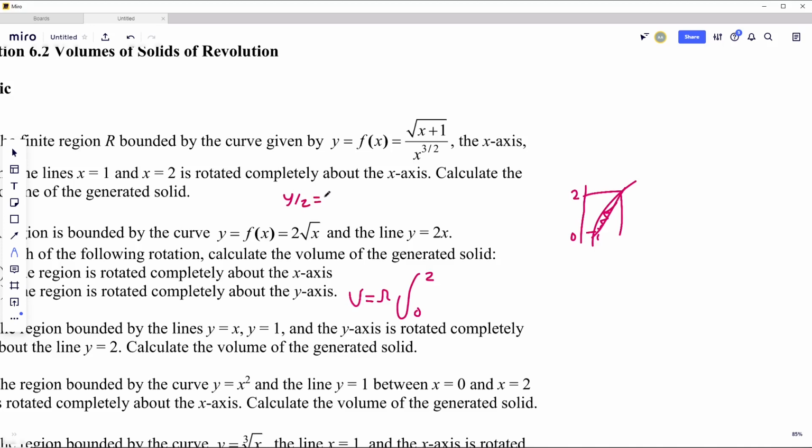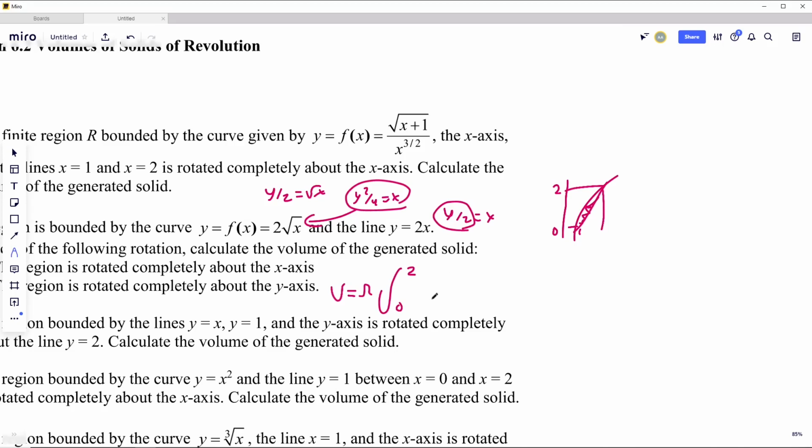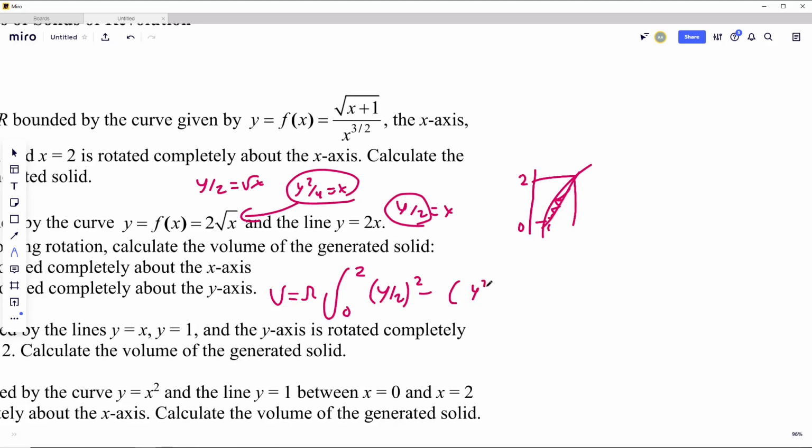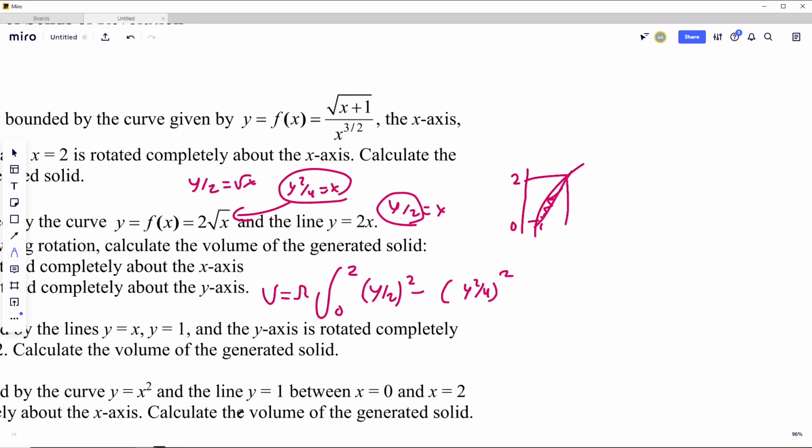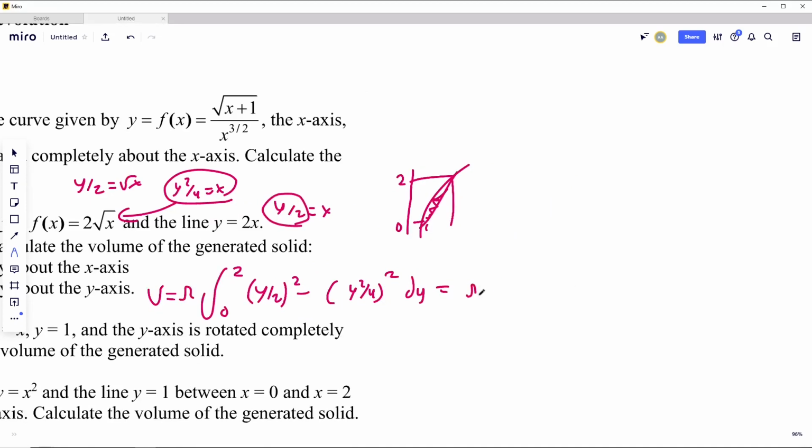With respect to y, we're going to have to play around here. So y over 2 equals square root of x. Here you get y squared over 4 equals x. That's the first function. Here is just y over 2 equals x. Second function. So which one is to the right? The line is to the right. So it's going to be y over 2 squared minus the other one, y squared over 4, which is to the left of it. Again, minus 0. This is why it cancels. Why am I telling you this? Because some other problems will give you something other than the x-axis. So dy, again, the right notation, equals pi.